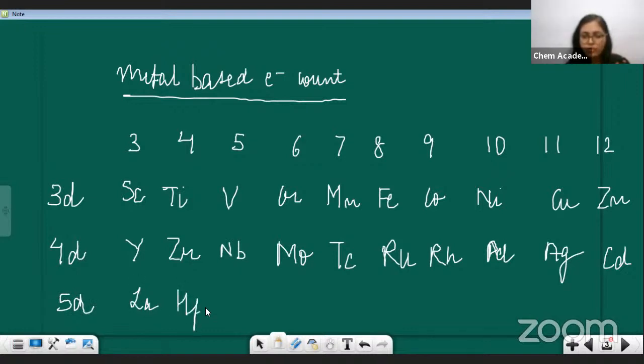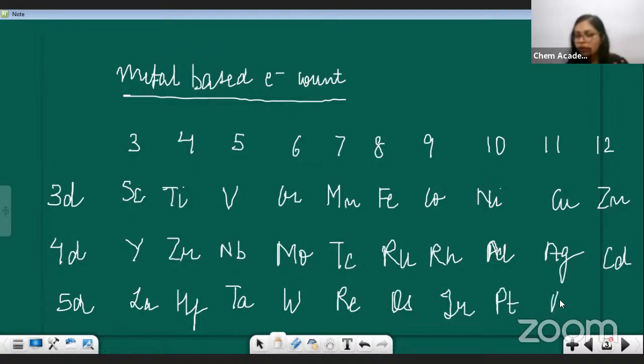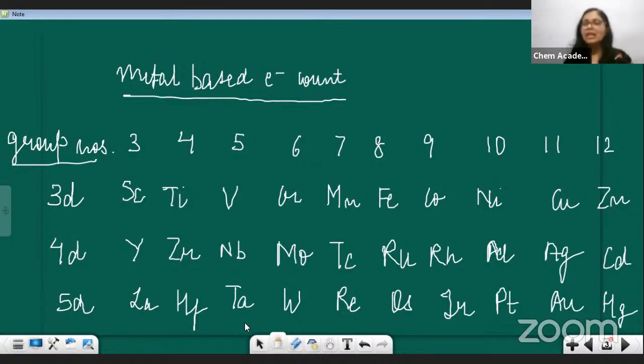lanthanum, hafnium, tantalum, tungsten, rhenium, osmium, iridium, platinum, gold, and mercury. So these are the group numbers. These are the group numbers which you need to memorize for you to be able to solve the questions related to the 18 electron rule. You just make some mnemonics to memorize this and you will be able to easily memorize these.